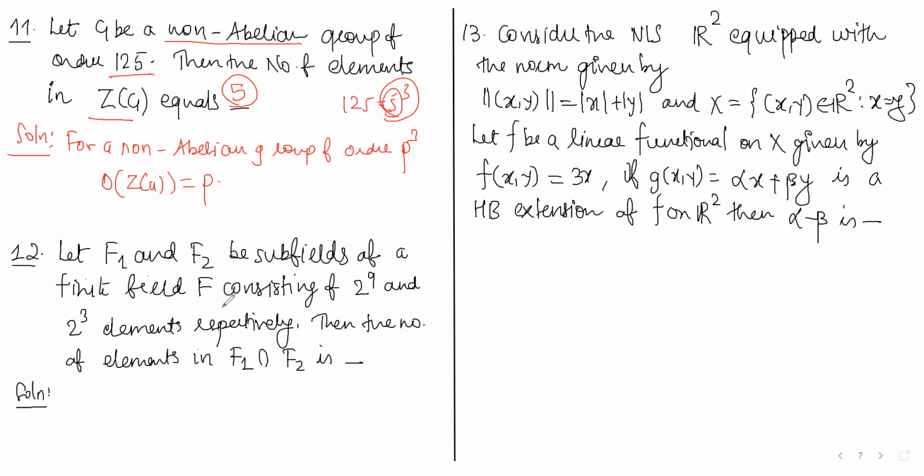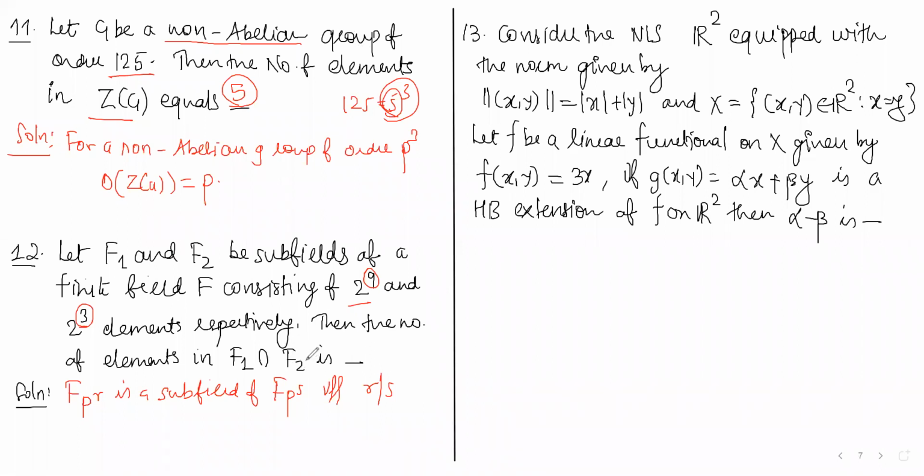And even this one, though it looks very strange: F1 and F2 are the subfields of a finite field F consisting of 2 power 9 and 2 power 3 elements respectively. So we know that F_{p^r} is a subfield of F_{p^s} if and only if r divides s. So if you see, 2 power 3 is F_{p^r}, a subfield basically. That means we need to consider this 3 and this 9. So 3 divides 9, yes, that's true. That means a subfield is possible.